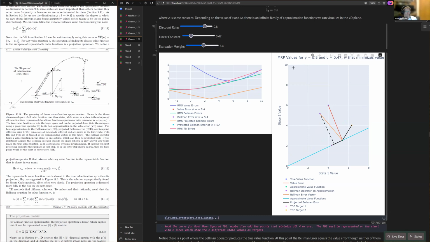But yeah, here the space of all value functions is 3-dimensional. Here the space of all value functions is 2-dimensional. The space of all approximations is 1-dimensional. So here there was a plane slicing through the 3D space. Here there is a line slicing through the 2D space. Oh, okay, that makes more sense then.